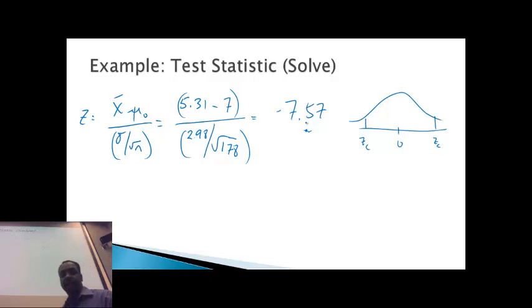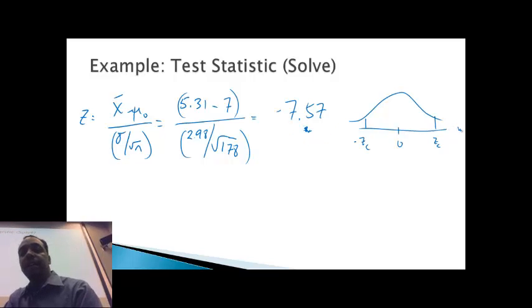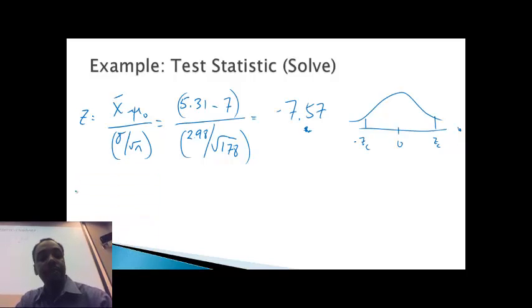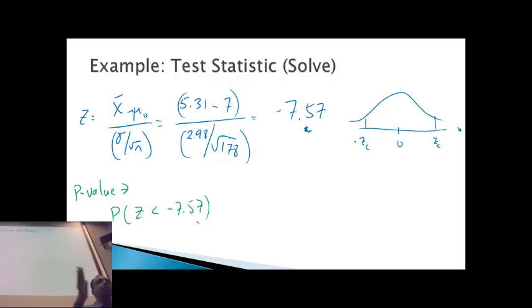So let's just kind of play this out some. Let's find the probability of getting a z-score this small or smaller, if you will. Because we have a so-called two-sided test, we have to consider arbitrarily small values of z and arbitrarily large values of z. So to find the p-value, well, the probability of getting a z-score smaller than negative 7.57 is probably 0, right?